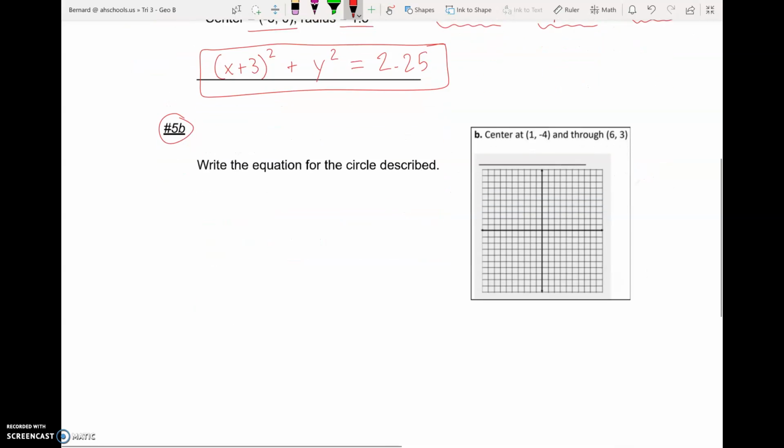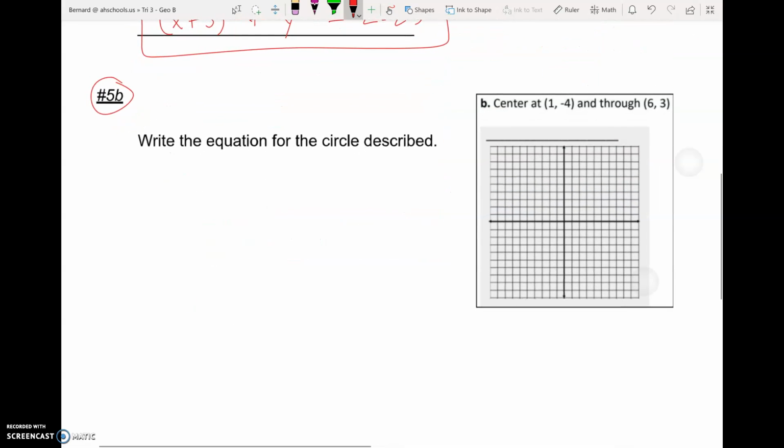All right, so the last one, write the equation for the circle described. We are given the center, and so a lot of our equation is already taking care of itself, but we don't know our radius, and so we're going to have to use the second point to help us find it. But let's start our equation right now, right?